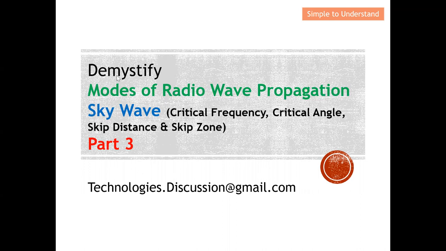Today, I'd like to continue our discussion on the various modes of radio wave propagation. In this video, part 3 of the series, I'm going to focus on the sky wave. I defined the sky wave in the part 2 discussion. For this video, the objective is to understand the critical frequency, critical angle, skip distance, and skip zone of the sky wave. So the objective is to define these four parameters related to the sky wave.